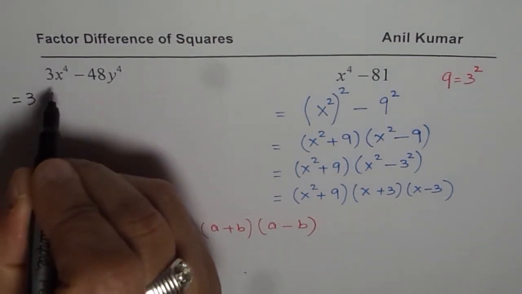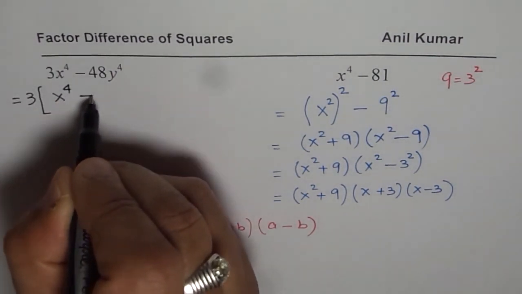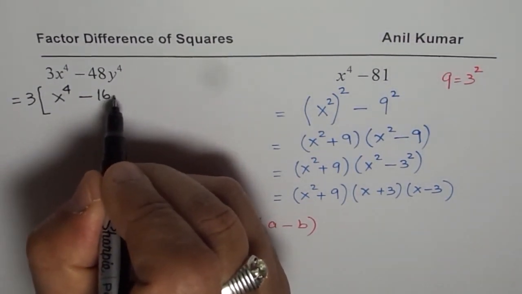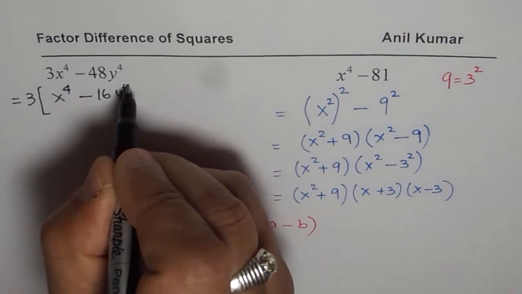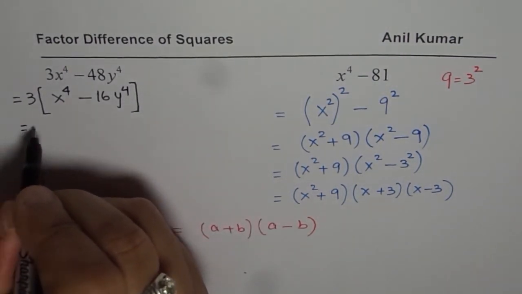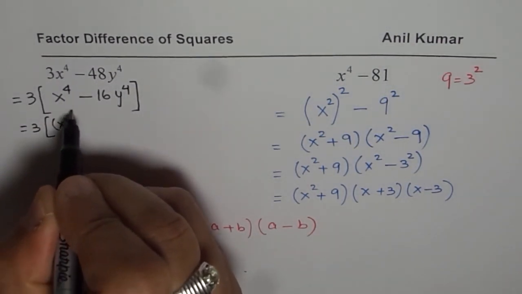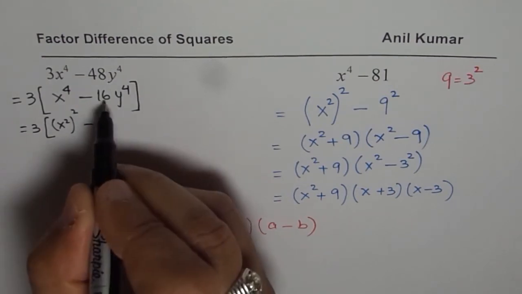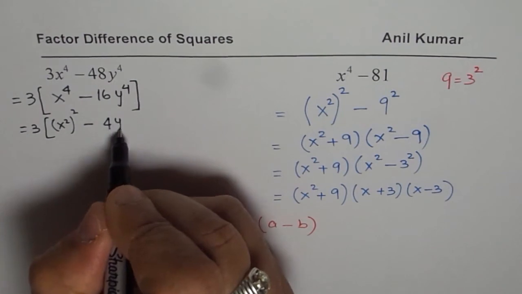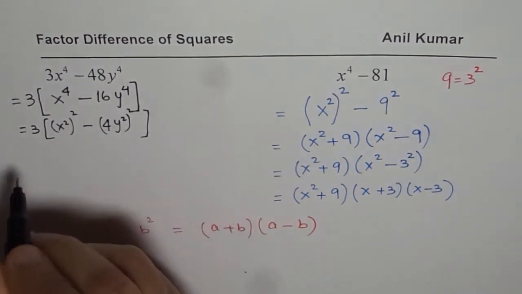So if you group factor 3, so when you do that, you get x to the power of 4 minus, if I divide 48 by 3, what I get is 16. So 16y to the power of 4, right? So that is what I get. Now, we can write this as x squared whole square minus 16 is 4 square. So we'll say 4y square whole square. Do you see that? So it becomes difference of squares.